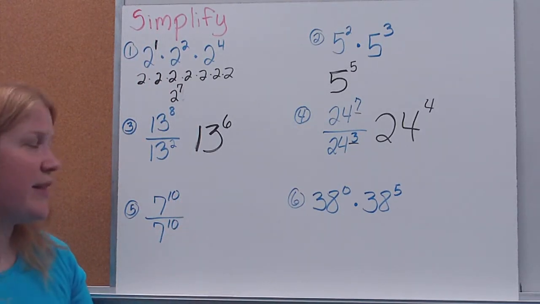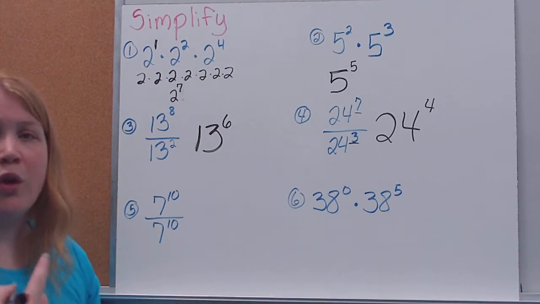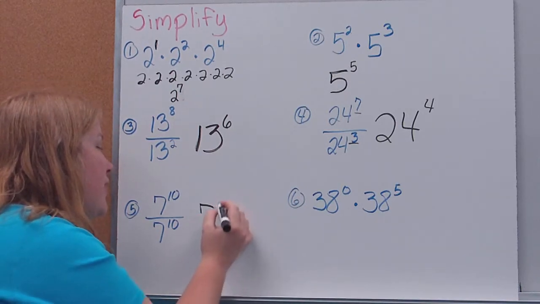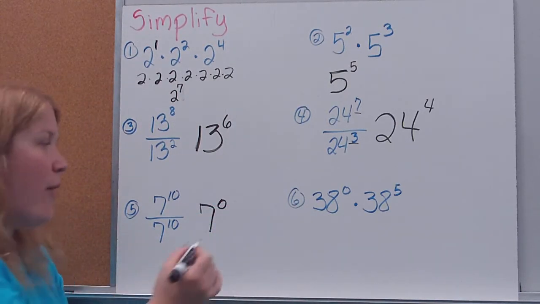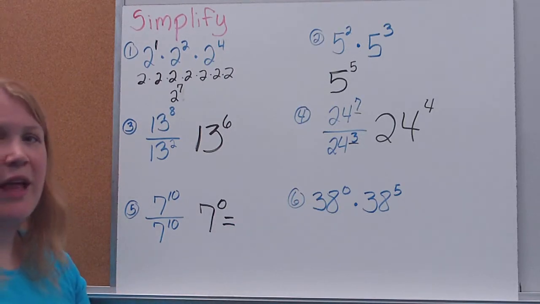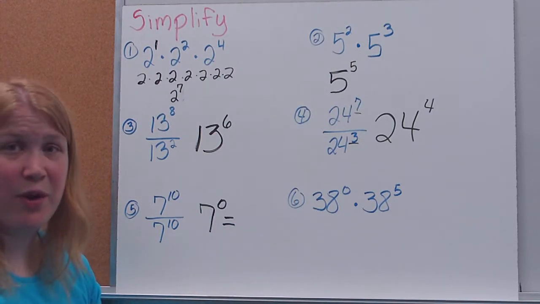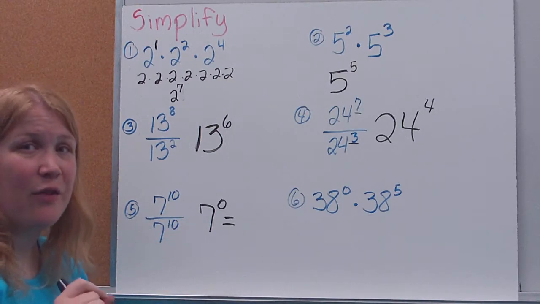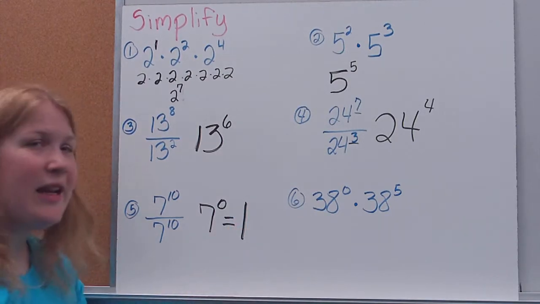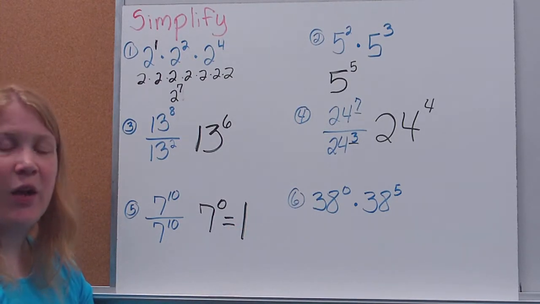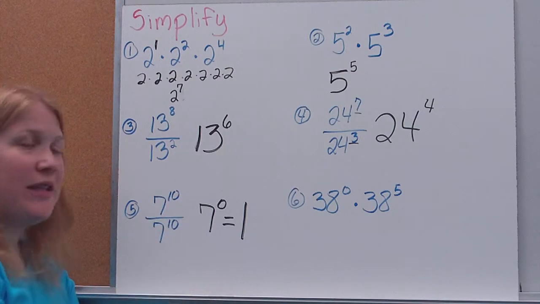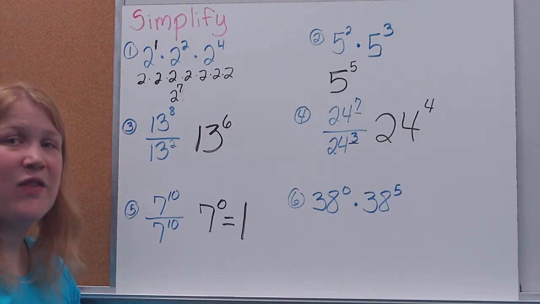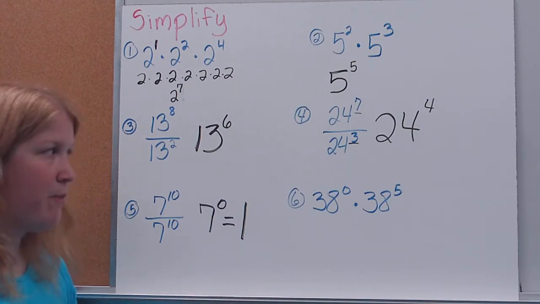7 to the 10th divided by 7 to the 10th. Well, what is our rule? Our rule is that we subtract our exponents. What is 10 minus 10? 0. 7 to the 0. However, what would this equal as a number? A lot of people try to say 7 or they try to say 0. It's not 0. What does any number divided by itself give me? 1. Any number to the 0 power is equal to 1. So keep that in mind. The reason it works is because they all cancel out: 7 to the 10th divided by 7 to the 10th gives me 7 to the 0, which means 1.